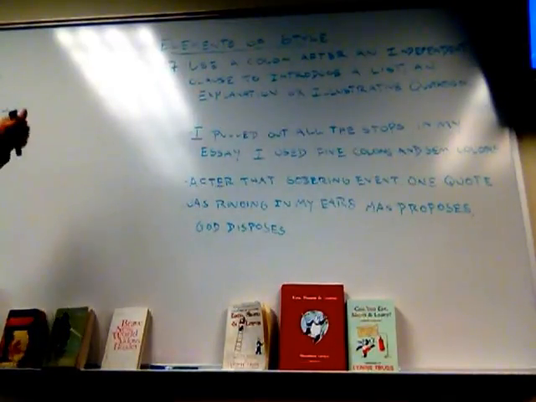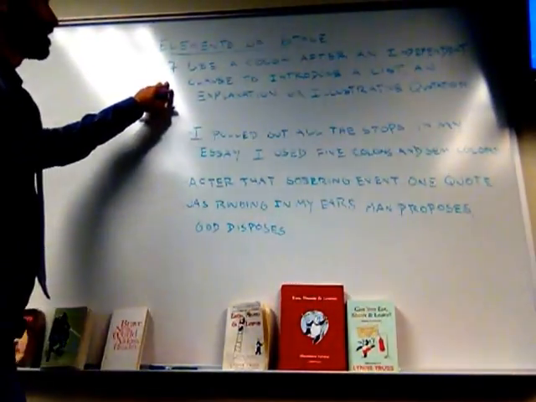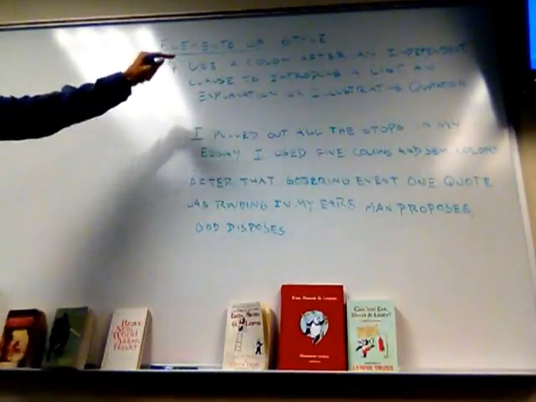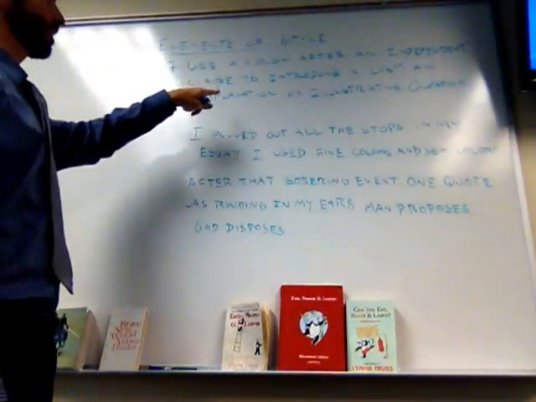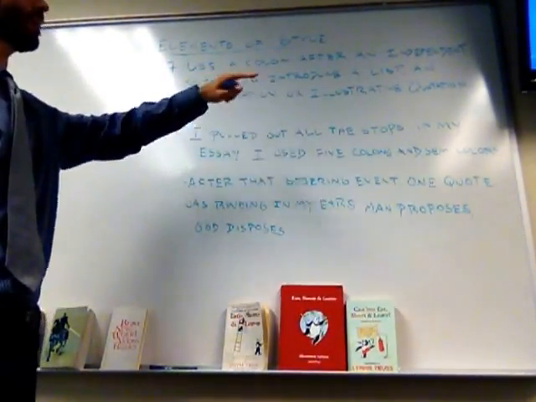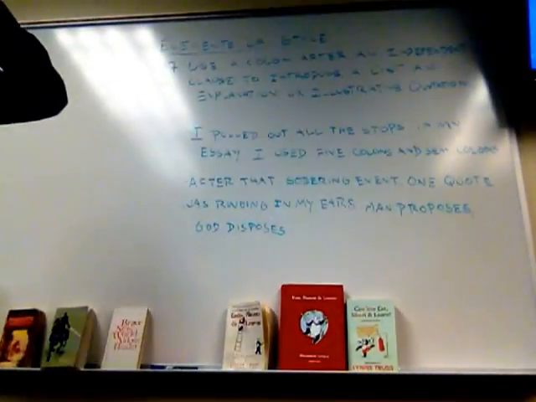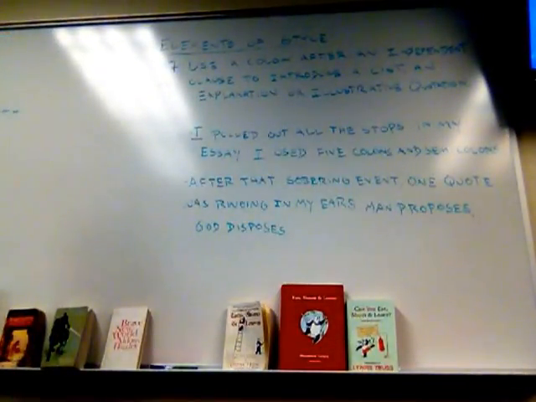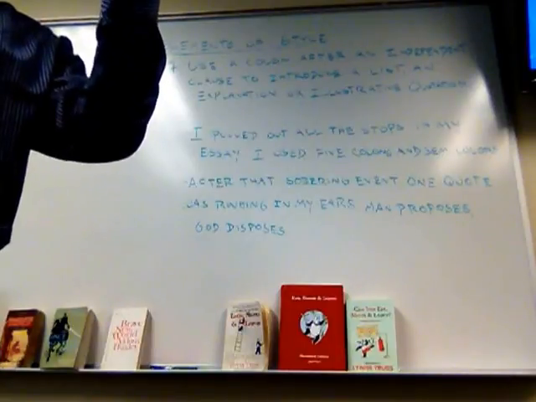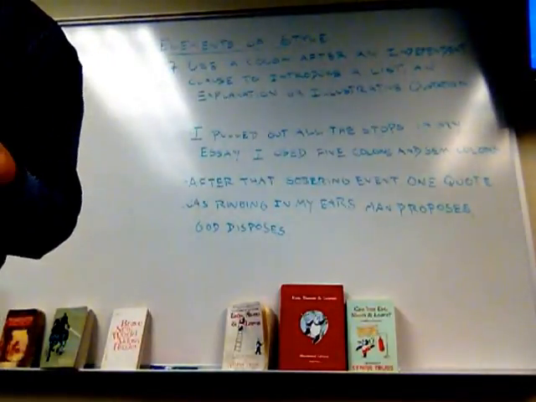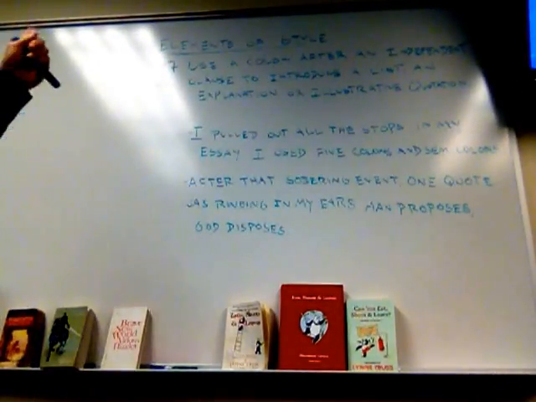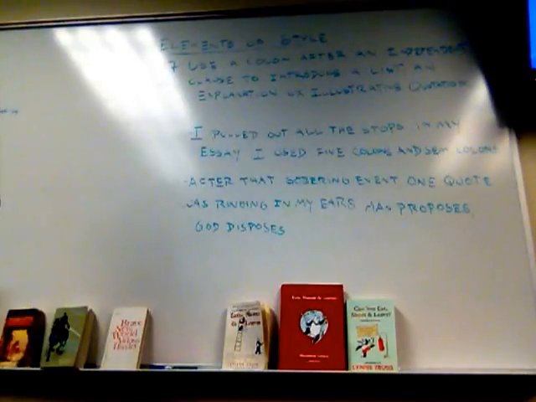Alright, so this is the second installment of rule number 7. Use a colon after an independent clause to introduce a list, an explanation, or illustrative quotation. Last week we talked about basically 3 rules for colons that you need to be aware of. They aren't listed up here this week, but one is that a colon always needs to be preceded by an independent clause.